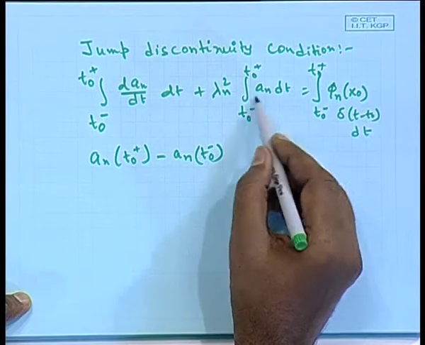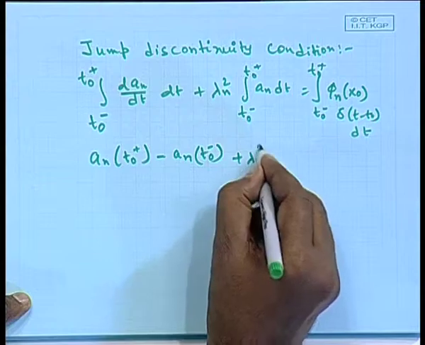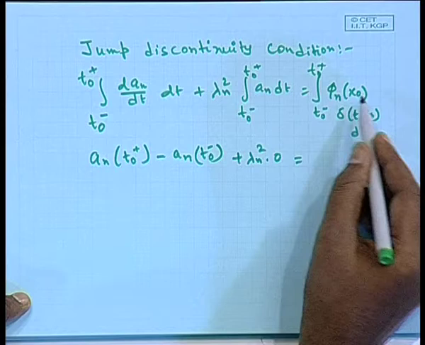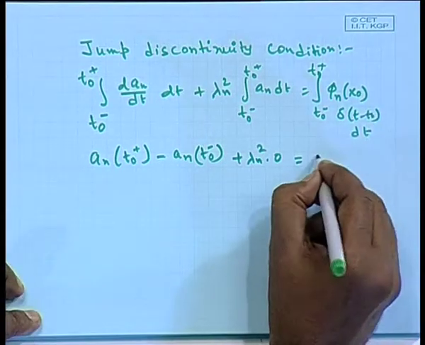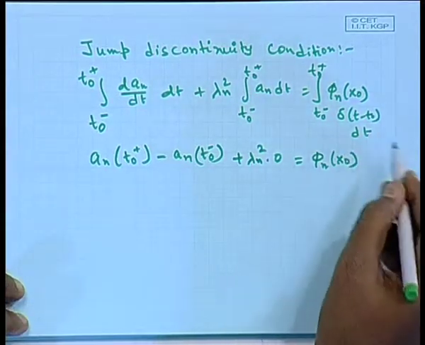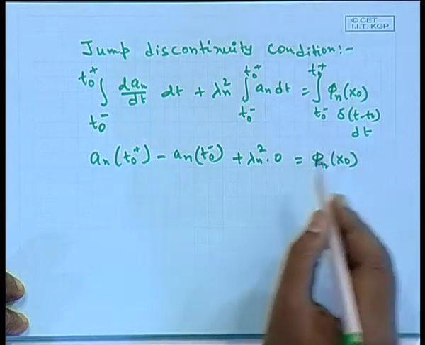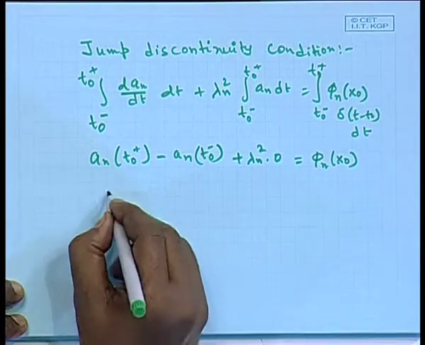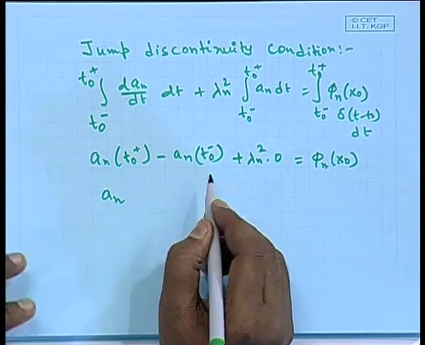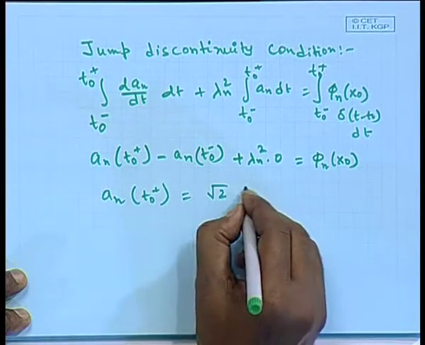In the limit, this term will be gone. So, plus lambda n square times 0, and what will be this? This will be integration over t, phi n x naught is considered to be constant. So, this becomes phi n x naught only, and it is a Dirac delta function, integration over it about that impulse point. So, it will become 1. And what is a_n t0 minus? It will be 0, that is correct. So, a_n t0 plus is nothing but root over 2 sin n pi x naught.